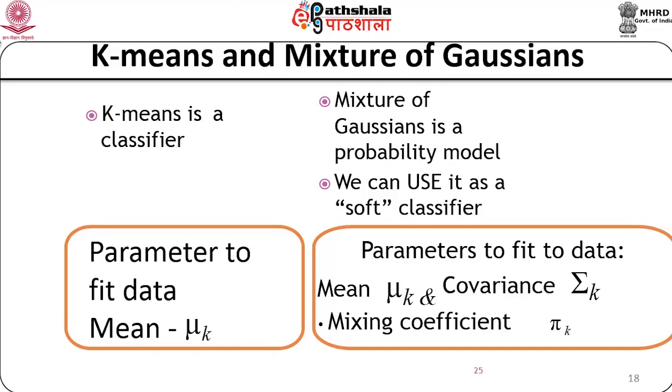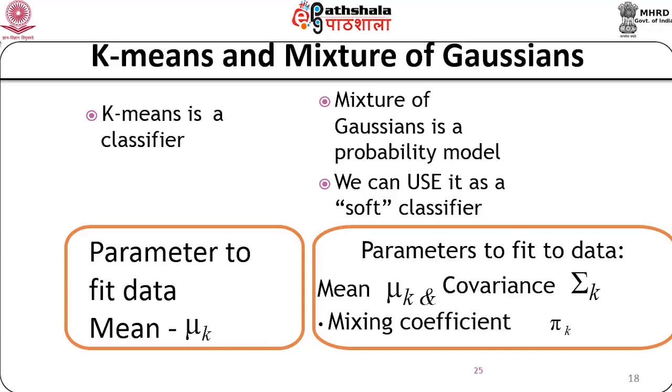So, now let us try to connect k-means and mixture of Gaussians. K-means is a classifier and mixture of Gaussians is a probability model. So, we can use it to develop a soft classifier. The parameters to fit the data are the mean mu k, the covariance and the mixing coefficient. These are the three parameters of the model.